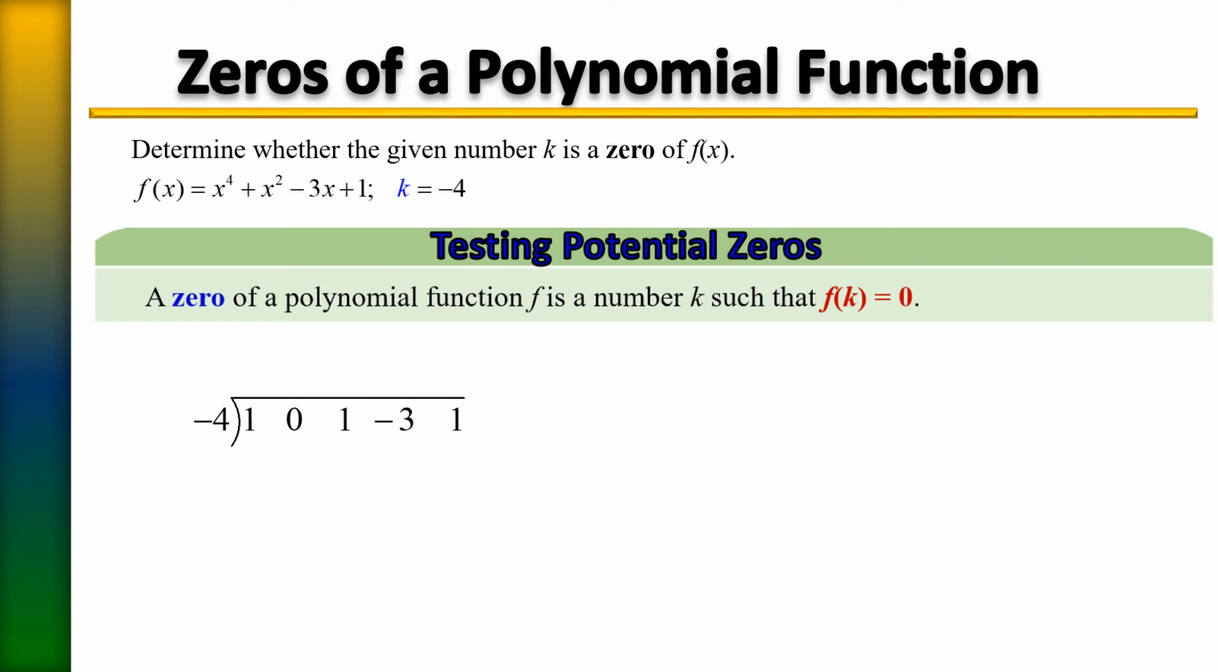I'm going to ask you to stop the video for a moment. I want you to do the problem, and I want you to tell me whether negative 4 is or is not a zero of this polynomial function.